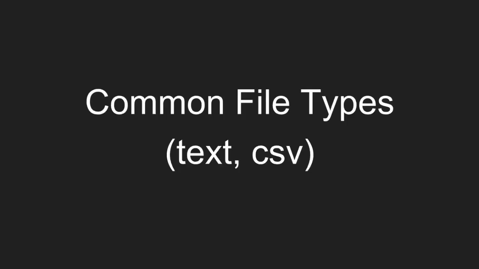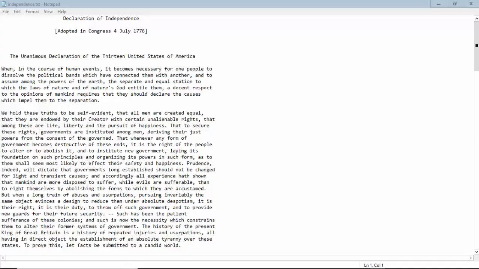But some common file types are text files and CSV files. We'll look at both. Text files are simply files that you can open up with Notepad or any text editor, and a CSV file is a comma separated file, and we'll look more at that. And let's go ahead and open up a text file.